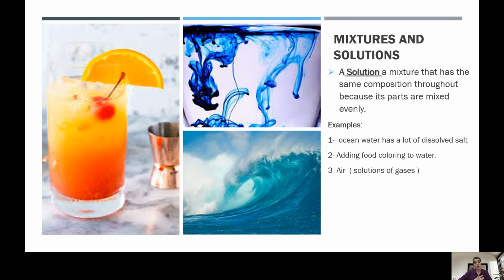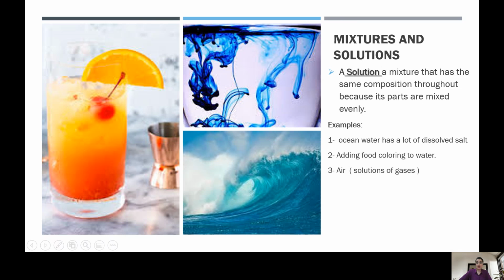Okay, now we will talk about solutions. As we talked about, mixtures are made of more than one substance. A solution is a mixture that has the same composition and is mixed all over. In other words, a solution is a mixture of liquid substances. For example, my fruit juice, which is a mix of orange with mango, is a solution. It's a mixture of liquids. So a solution is a mixture that has the same composition throughout because its parts are mixed evenly.